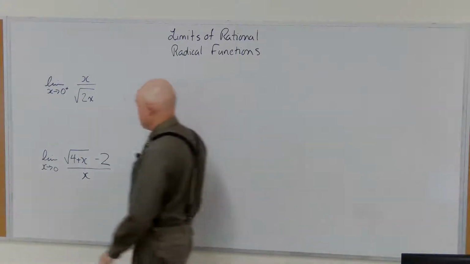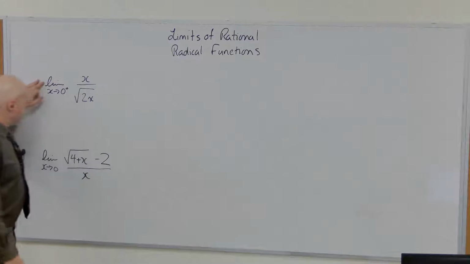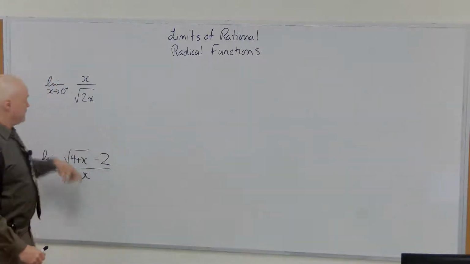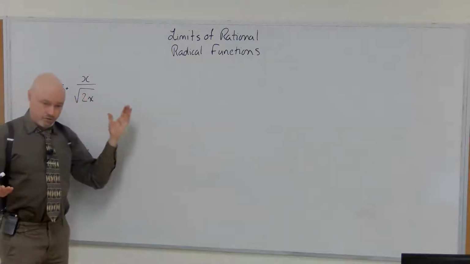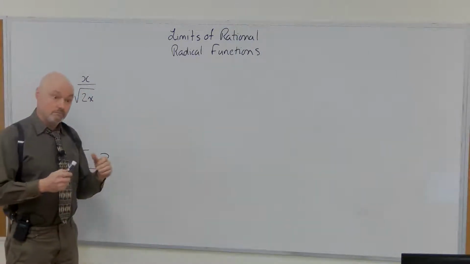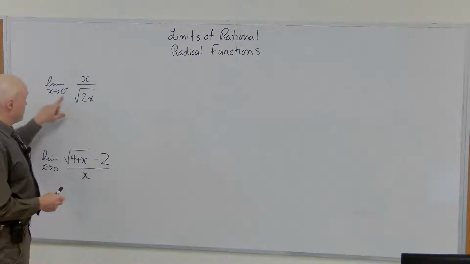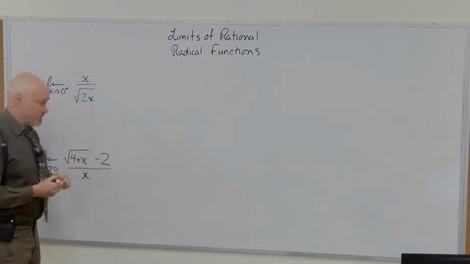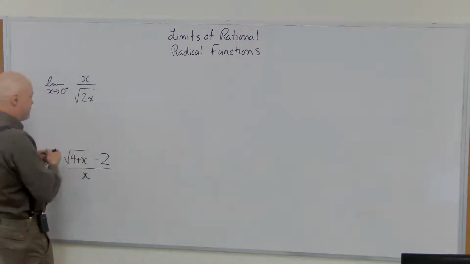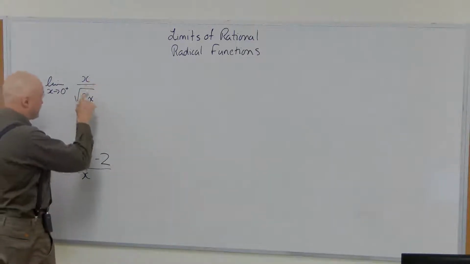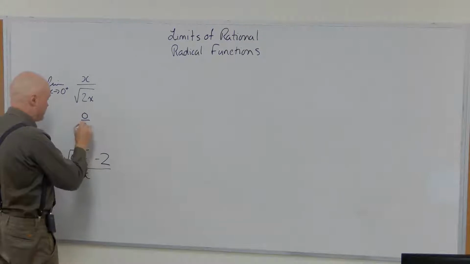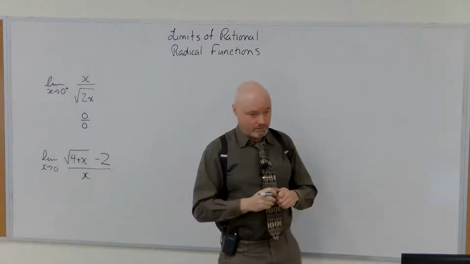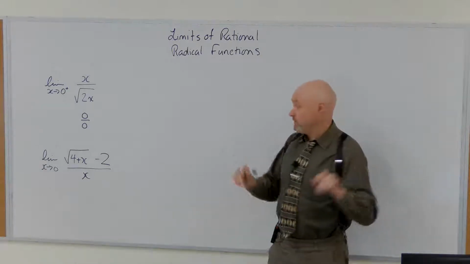So here's our first really super simple example. Find the limit as x approaches 0 from above of x over the square root of 2x. This causes a problem. Let's just put in a 0 and see how it works. If we just put in a 0, we get 0 divided by 0. And we think, well, that's good, let's just quit right there. But this is the limit.